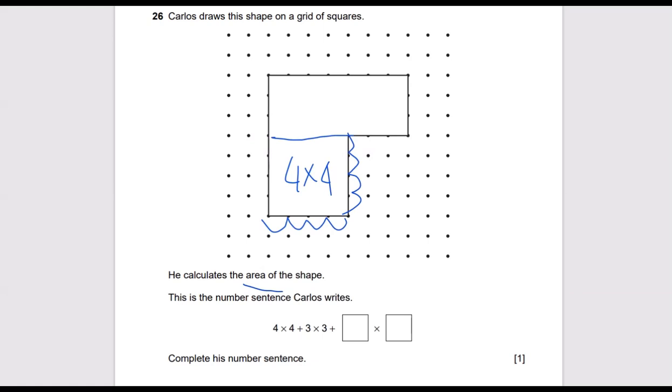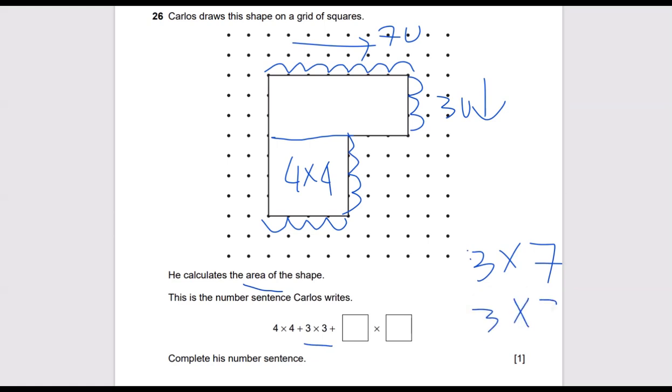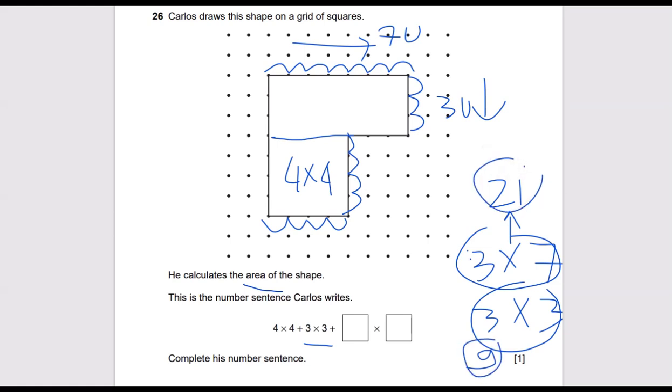And then plus 3 times 3, here: 1, 2, 3. So we have the rectangle here: 1, 2, 3, 4, 5, 6, 7. Horizontal is 7 units, vertical is 3 units. So actually the rectangle is 3 times 7, and this is already 3 times 3. 3 times 7 is 21, and 3 times 3 is 9. So 21 minus 9 is 12. So we have 12 to fill here. The product should be 12.